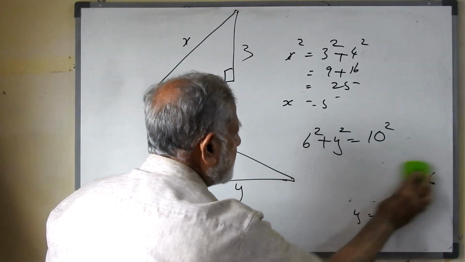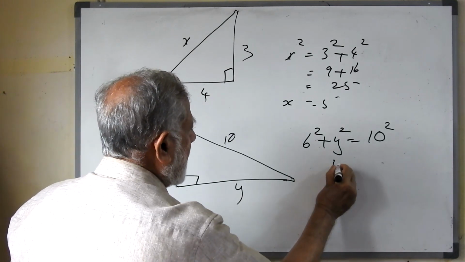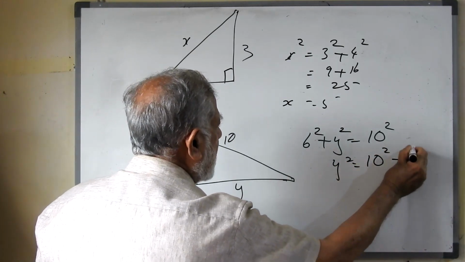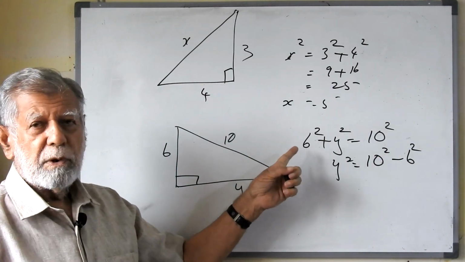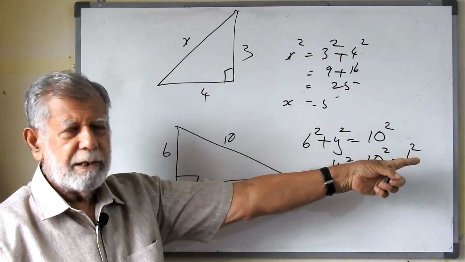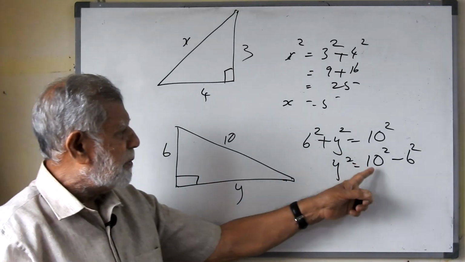Look at this one. We'll write down like this. y squared is equal to 10 squared minus 6 squared. Earlier we found out how much 6 squared is, how much 10 squared is, and we brought the number onto that side and then we subtracted and found the square root. Now look at this one. Here we have two squares.